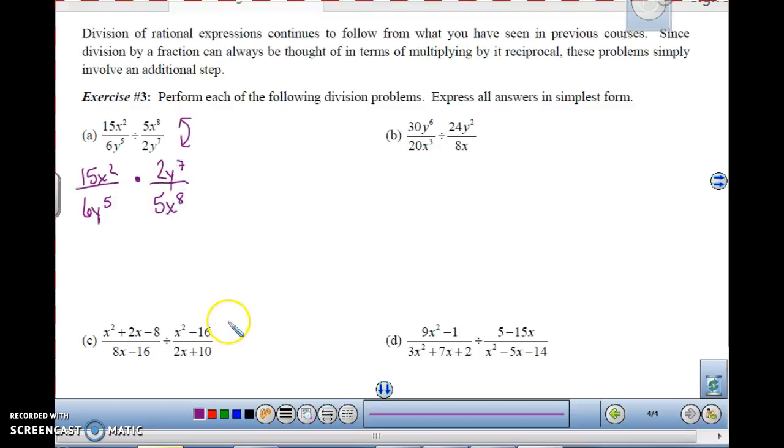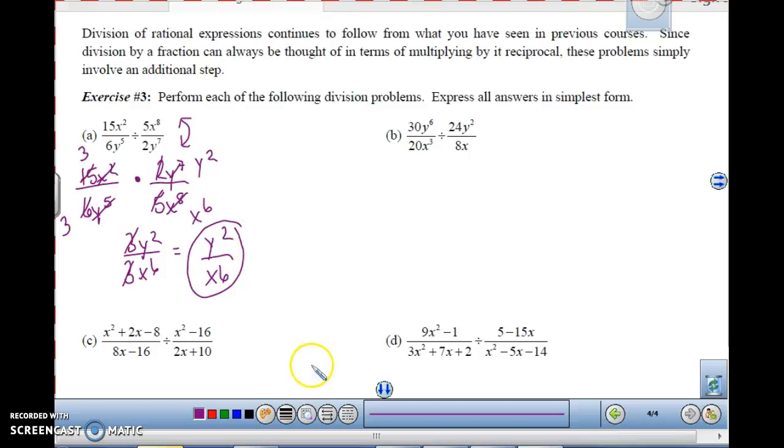Once you've got that, it's a multiplication problem where you factor and cancel. The 5 and the 15 cancel, leaving a 3. X squared cancels x to the 8th, leaving x to the 6th. 2 cancels 6, leaving 3. Y to the 5th cancels y to the 7th, leaving y squared. So multiply the numerator. 3 times y squared is 3y squared. 3 times x to the 6th is 3x to the 6th. And, oh, notice there, I can cancel the 3's. I forgot to cancel up and down here. So this is going to cancel the 3's, leaving y squared over x to the 6th.